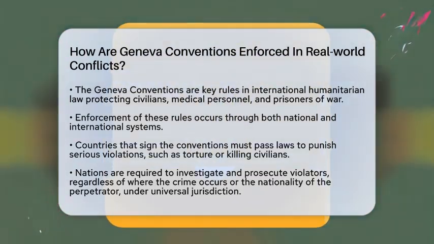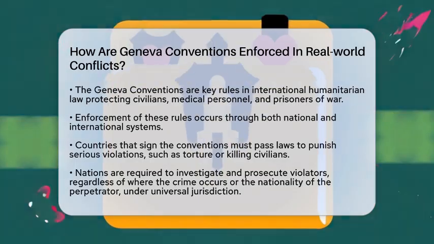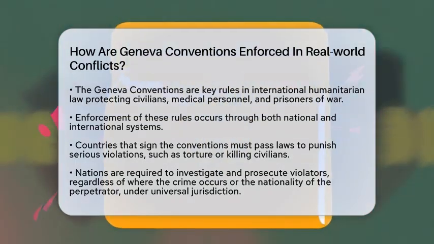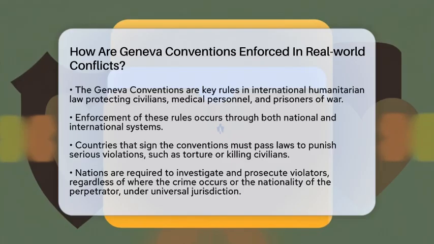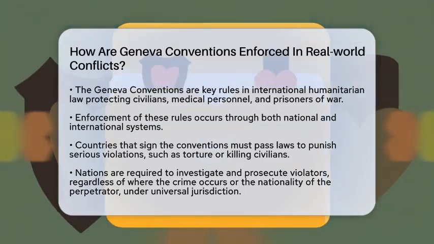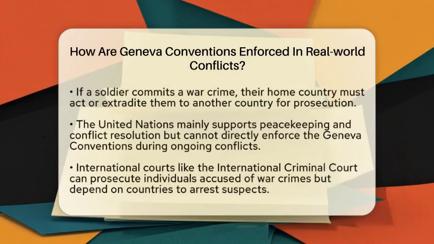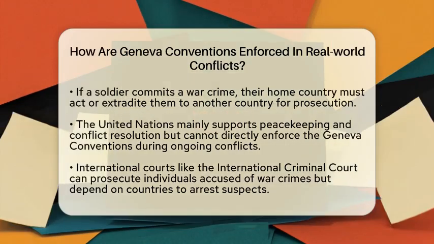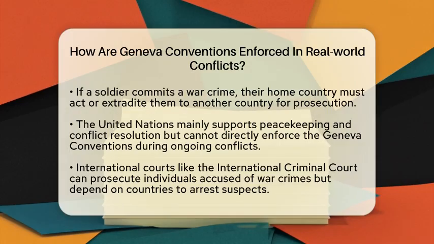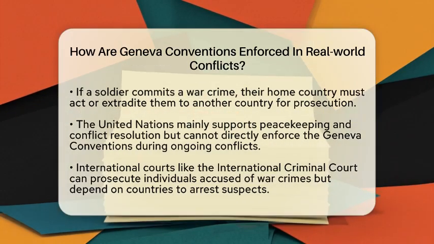At the country level, governments that sign the Geneva Conventions must create laws to punish violations. They are required to criminalize grave breaches, which are serious violations like torture or killing civilians. Countries have to investigate and prosecute those responsible, regardless of their nationality or where the violation took place. This is called universal jurisdiction.